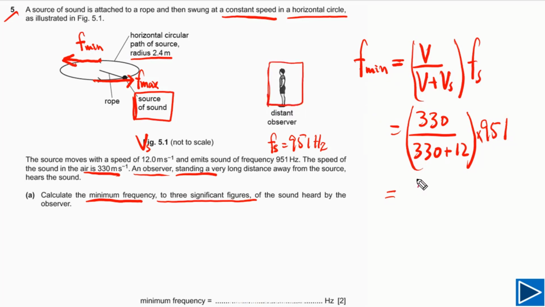In this case, our answer is 917.6 hertz. But the question is asking us, we need to write our answer using three significant figures, means our answer must have three significant figures. So we can write down our answer 918 hertz. So this is our final answer, and it has three significant figures.